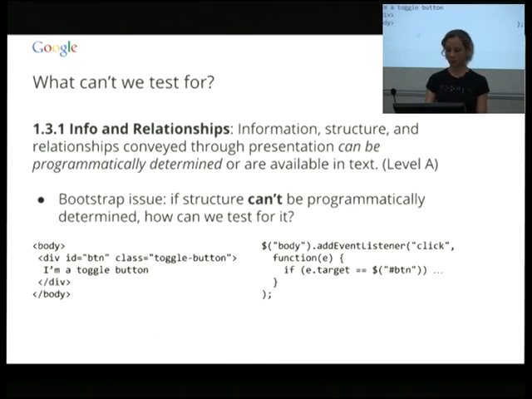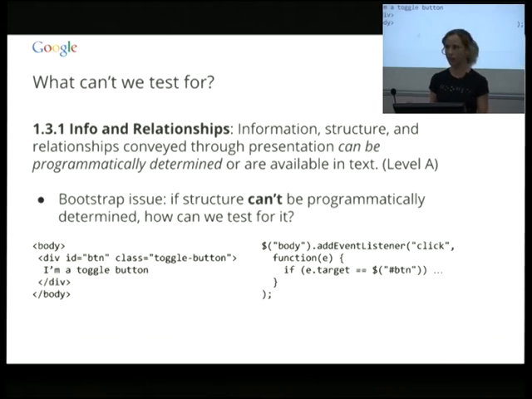So I said I'd mention what we can't test for. Here's an example of what we can't test for: information structure and relationships conveyed through presentation being programmatically determined or available in text, which is a bootstrap issue for us. If you can't determine the structure programmatically, how can you know that it's there? How can you test for it?